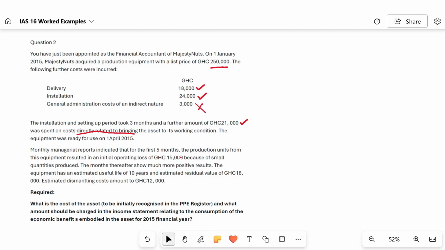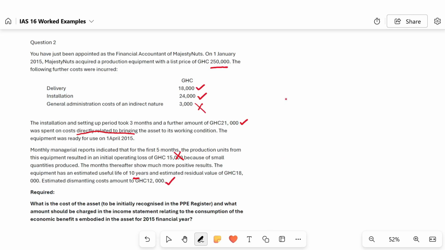So the 15,000 initial operating loss will not be included in the cost of the asset. The months thereafter show much positive results. The equipment had an estimated useful life of 10 years and an estimated residual value of 18,000 Ghana cedis. Estimated dismantling costs amount to 12,000. Dismantling costs will form part of the cost of the asset. We will use the residual value to get our depreciable amount for depreciation.